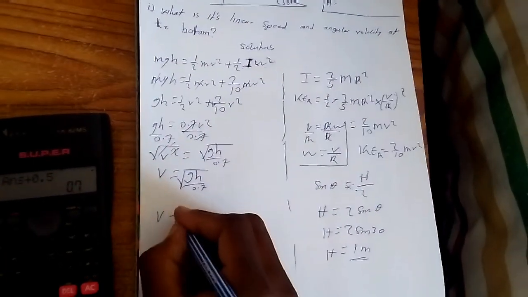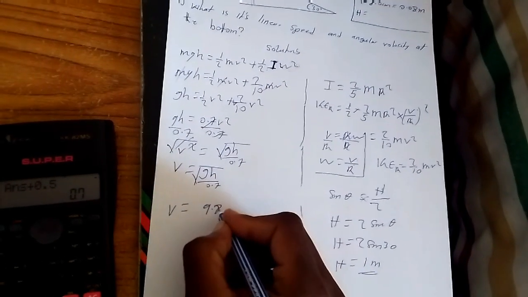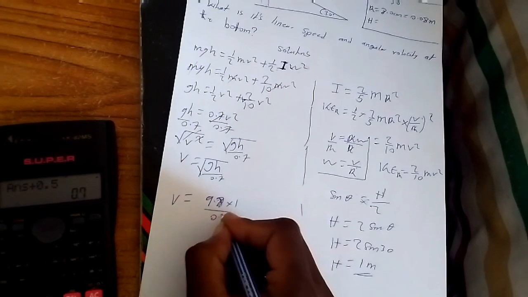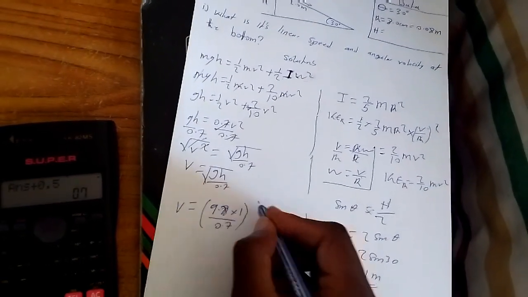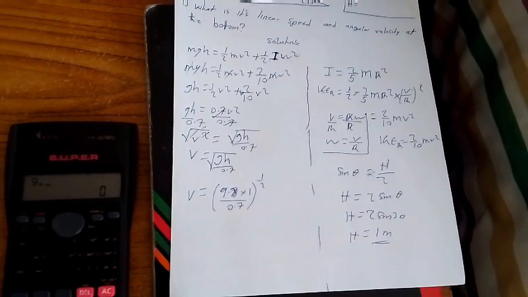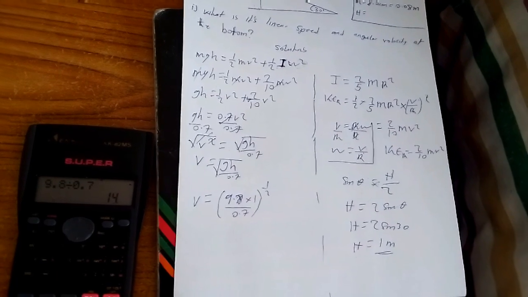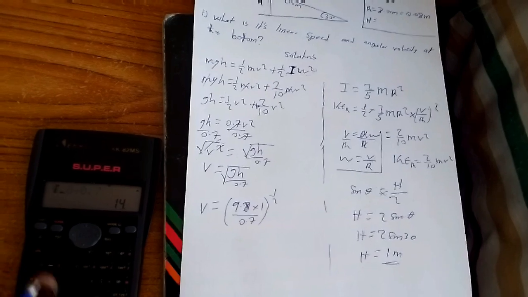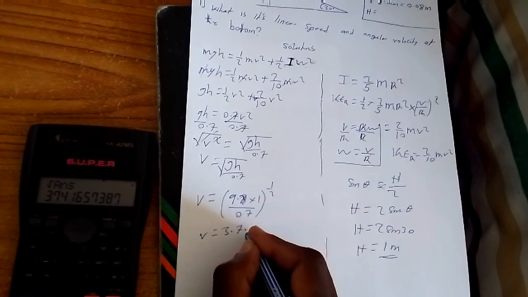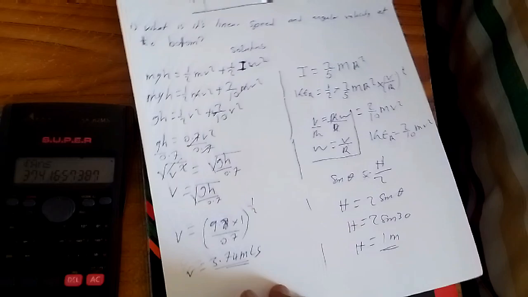So our v will be equal to 9.8 times 1 over 0.7, all to the power half, which is the same as square root. So we are going to say 9.8 divided by 0.7, square root of that is, our v is equal to 3.74 meters per second. Yeah, this is our linear speed.